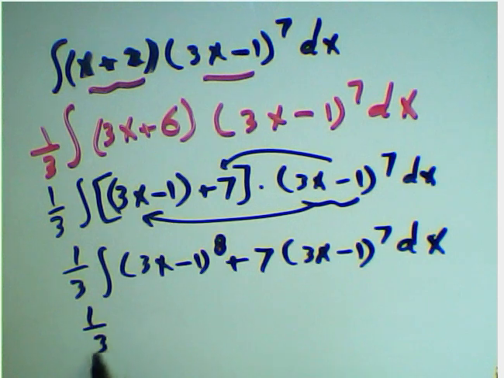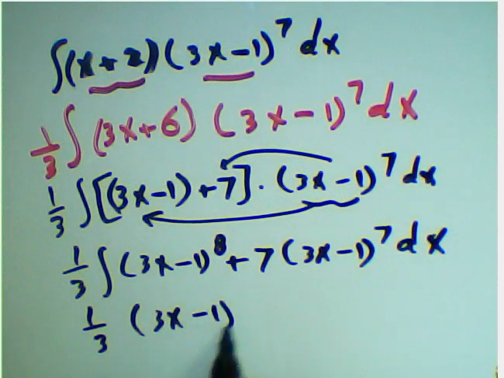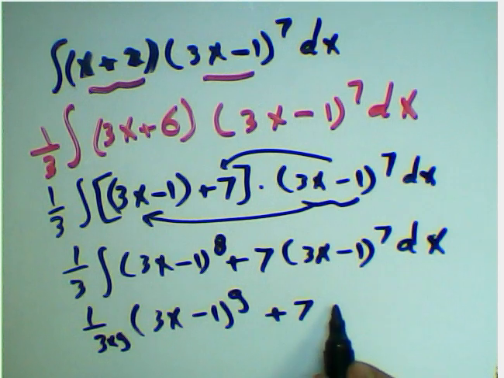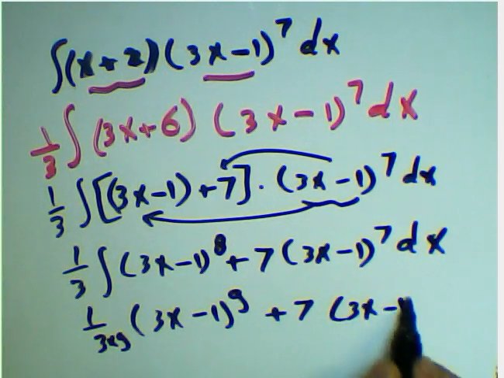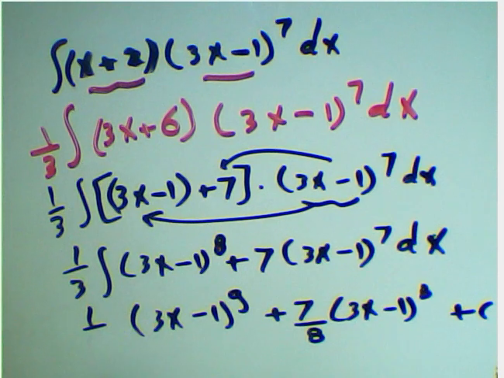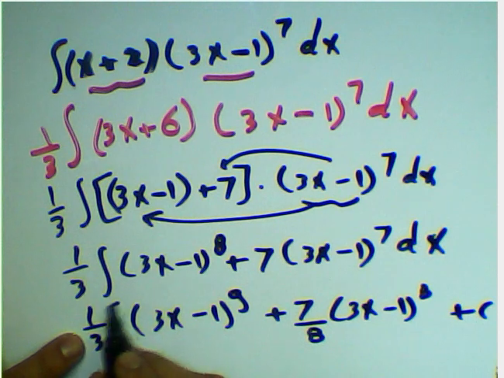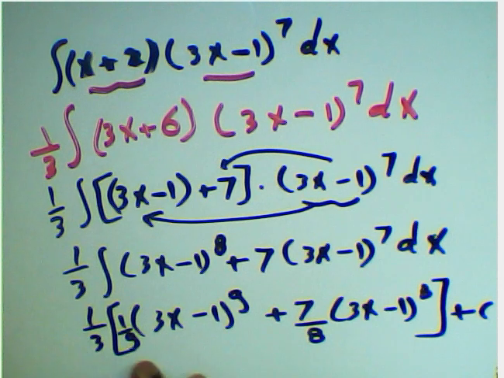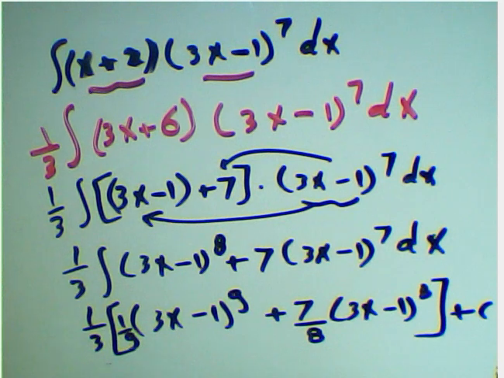It's very easy here, right, one third, and this function 3x minus 1 we must add 1 to the power and divide it by 9, plus 7 here, and we can write (3x minus 1) all to the power 8 divided by 8 plus constant, and we know 3 times 9 equals 27, we can write one third about all terms here, and we have here 1 over 9, or you can use 27 here and 24 here as well. Understood?